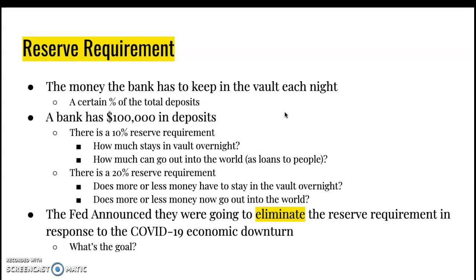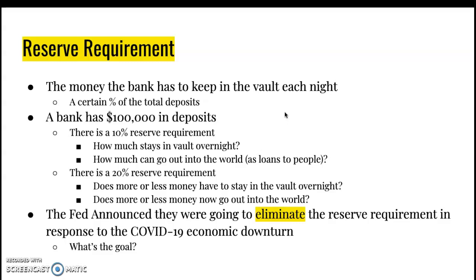Okay, so imagine now that the Fed changes the reserve requirement. We're going to up it from 10% to 20%. Well, would that mean that the bank has more or less money that they have to keep in the vault overnight? In this case, if the reserve requirement went from 10% to 20%, instead of keeping $10,000 in the vault, they now have to keep $20,000 in the vault. So does that mean more or less money gets lent out to the public?